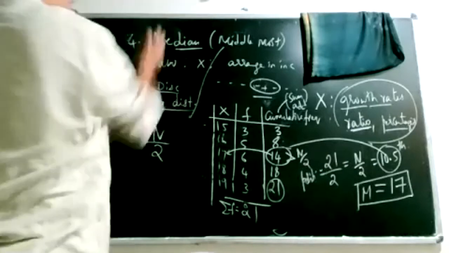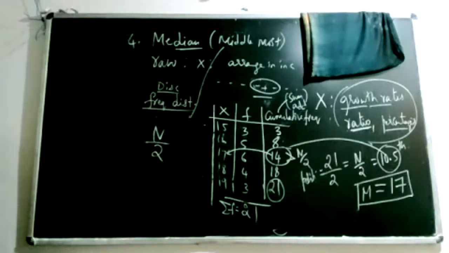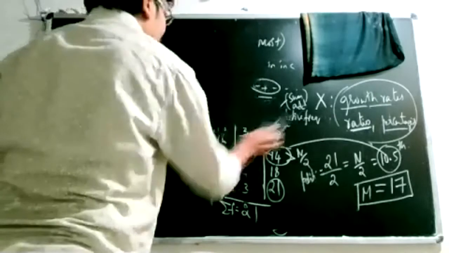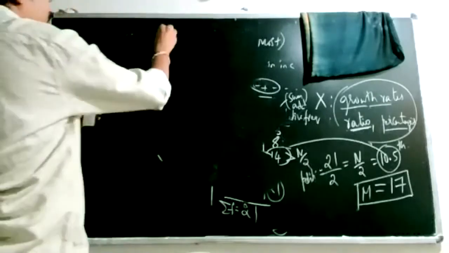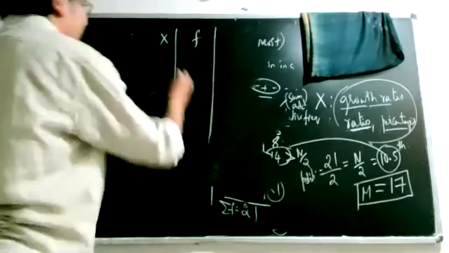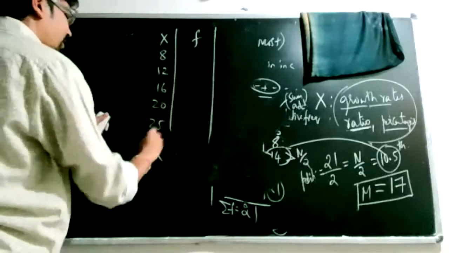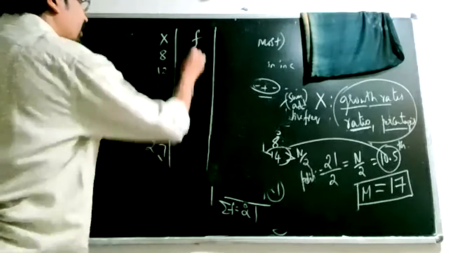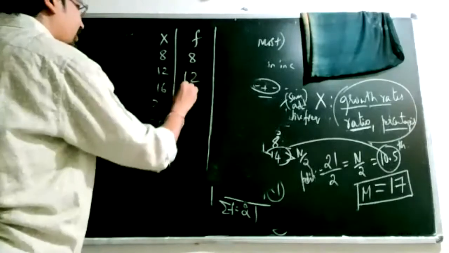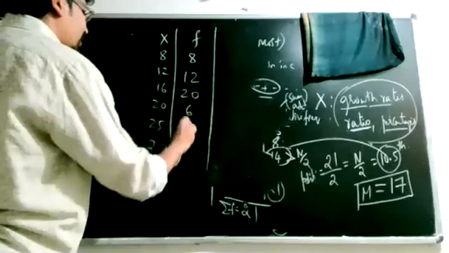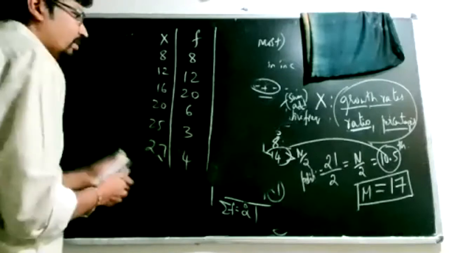So I'll show another problem. We have some x values and f values, say 8, 12, 16, 20, 25, 27, with some frequencies, say 8, 12, 20, 6, 3, maybe 4.